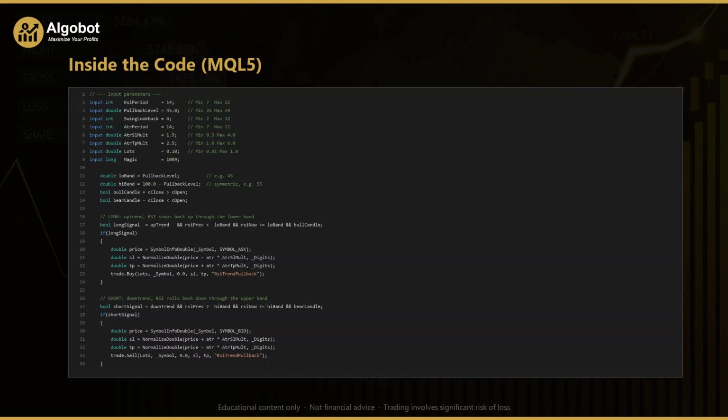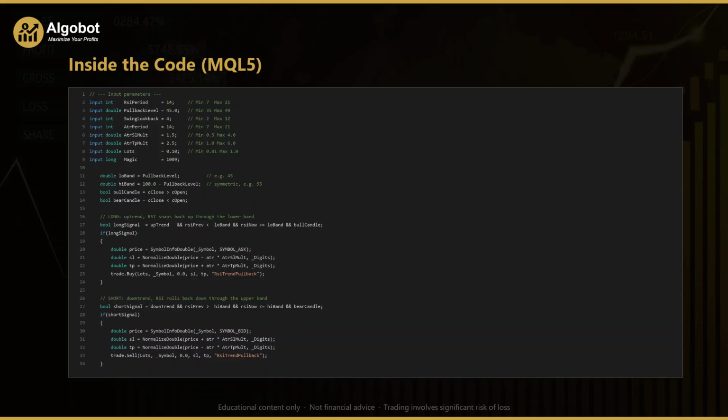At the top are the input parameters. RSI period is 14, the pullback level is 45, and the swing lookback is 4 bars on each side. The ATR period is 14, with a stop multiplier of 1.5 and a take profit multiplier of 2.5, and the default lot size is set to 0.10. Just below, the code derives the lower band straight from the pullback level and the upper band as 100 minus that level, giving 45 and 55, and it flags whether the closed candle was bullish or bearish.